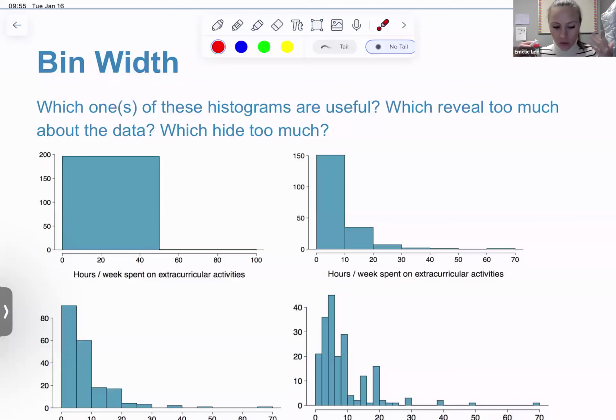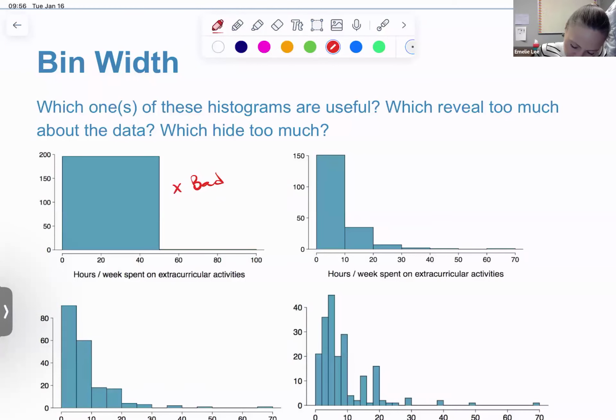So in general, what you're going for is just a general shape, right? Once a general shape emerges, then that's a good bin width. And so here, this is bad, right? Basically everyone is in the 0 to 50 category. That's not very helpful. And then I think it's like 2 people were in the 50 to 100 category. So that's bad.